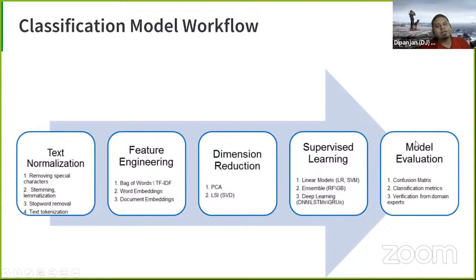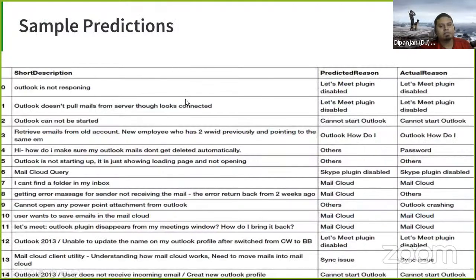The final step is model evaluation and deployment, which we talked about, where we find out which model is performing the best in terms of the true positives and false positives from the confusion matrix, and look at the accuracy, precision, recall, and F1 score. And of course, the most important part in an enterprise scenario is that you need to verify that your model results make sense from domain experts.